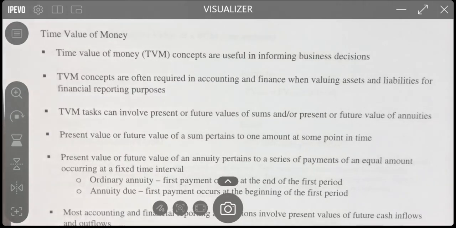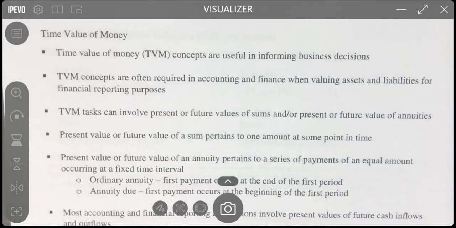So time value of money concepts, let's take a closer look. Again, they're useful in informing business decisions of all types. Time value of money concepts are often required in accounting and finance when valuing assets and liabilities for financial reporting purposes and, of course, also for investment purposes. Time value of money tasks can involve present or future values of sums, a single amount, and/or present or future values of annuities. We'll talk about what annuities are in a moment. Present value or future value of a sum pertains to one amount at some point in time.